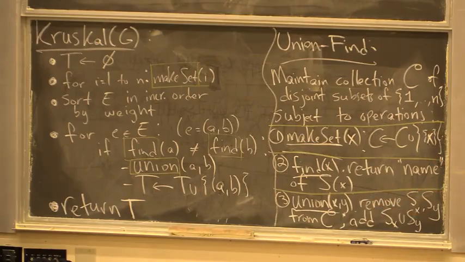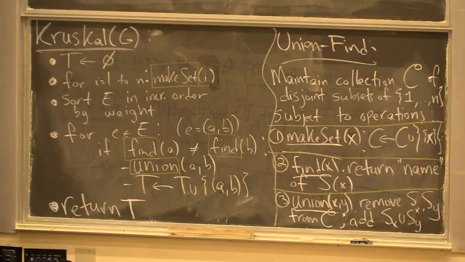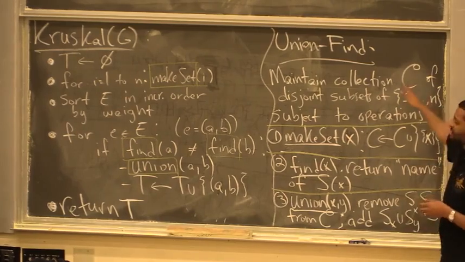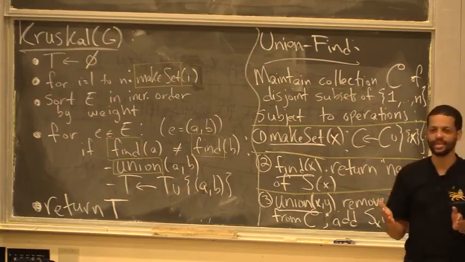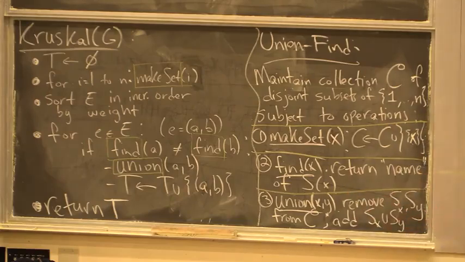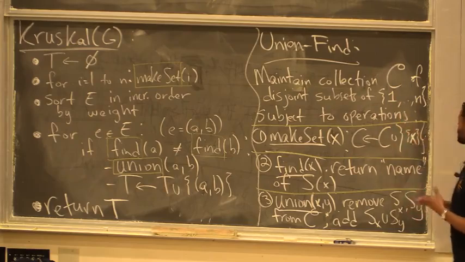And I'll call this problem the union find problem. What is the union find problem? You would like to maintain a collection C of disjoint subsets of 1 to n. So C is a set of sets. And the following three operations are allowed. You can make set on x, where x is something between 1 and n. What that does is it adds a singleton set to C, which is the set that only contains x.